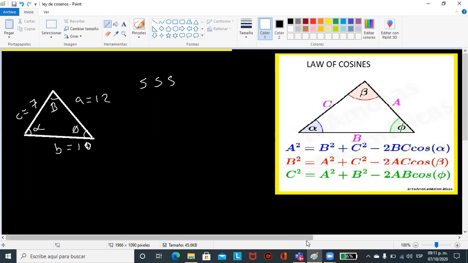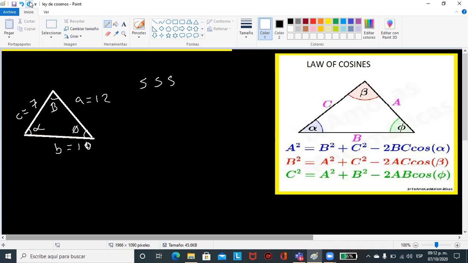So in that case, we can use the law of cosines. We cannot use the law of sines because for the law of sines, we need a relation between a side and an angle. For example, here we know A and we know B, but we don't know alpha, nor beta. So as we don't have any angle, we cannot do this with the law of sines. So we can use the law of cosines.